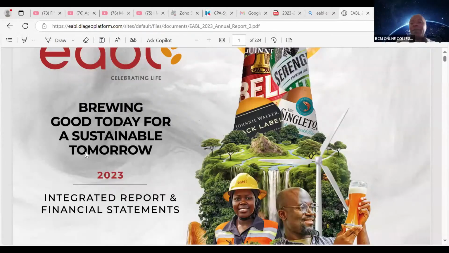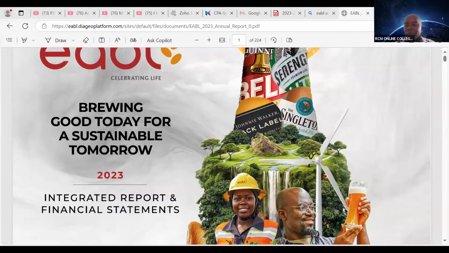And as I've told you, AFR, 40%, I'll be able to show you 40% will be theory, always. So we have this integrated report and financial statements from EABL, East African Breweries Limited. You can see their tagline, celebrating life, brewing good today for a sustainable tomorrow. So they don't want to eat their tomorrow today, no.